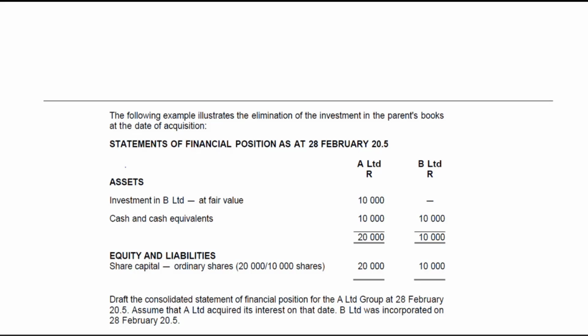If I buy furniture and fittings, what is the journal entry? Credit bank, debit furniture and fittings. If I buy shares as an investment, what's my journal entry? I credit bank, what do I debit? I've bought an asset, haven't I? So what do I debit?